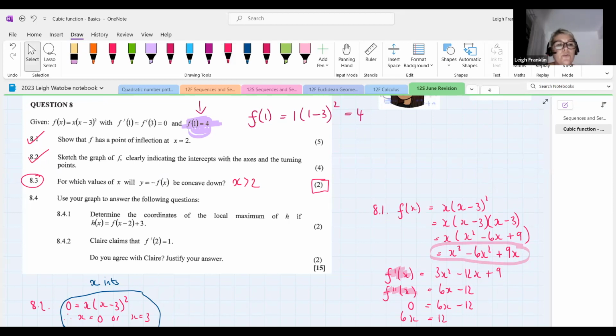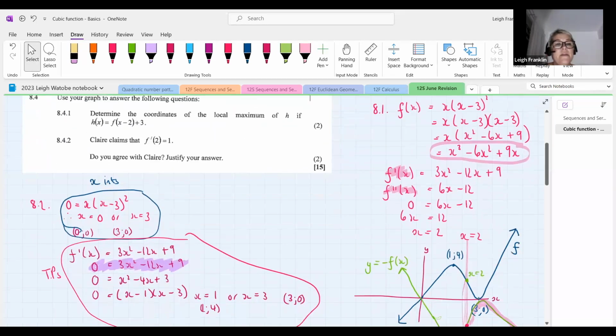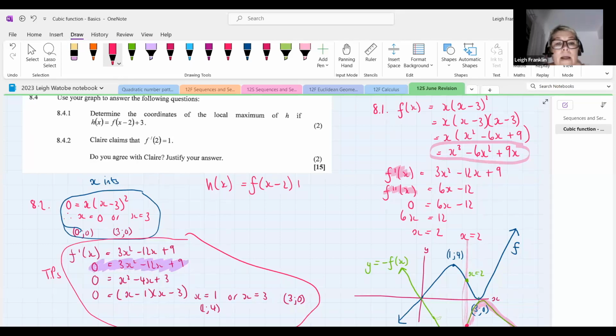Now it says use your graph to answer the following questions. Now these are going to be a little bit more difficult. In 8.4.1, they've said to us determine the coordinates of the local maximum of h if h is f of x minus 2 plus 3. Right? So what does that mean for us? If they tell us h of x is a new function and is equal to f of x minus 2 plus 3, what does that mean? What are we doing to the graph?